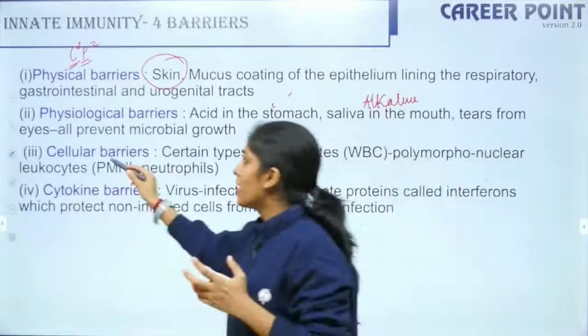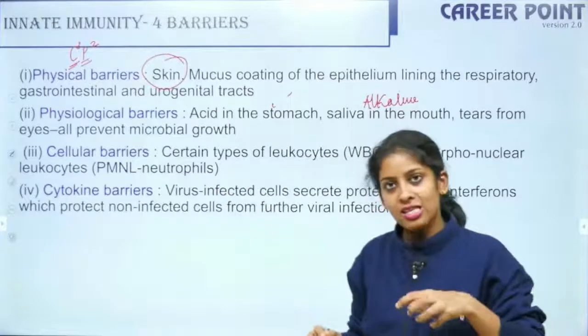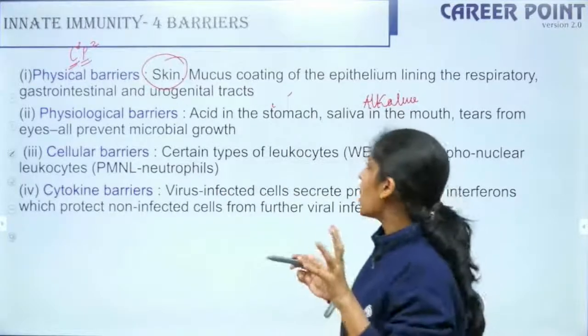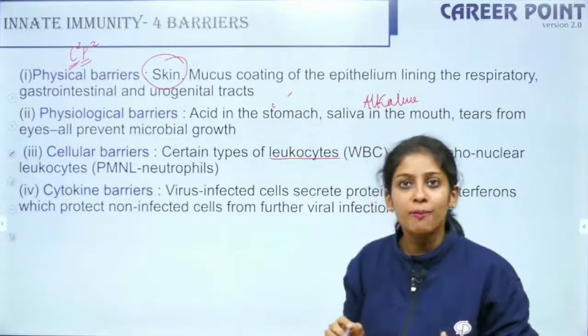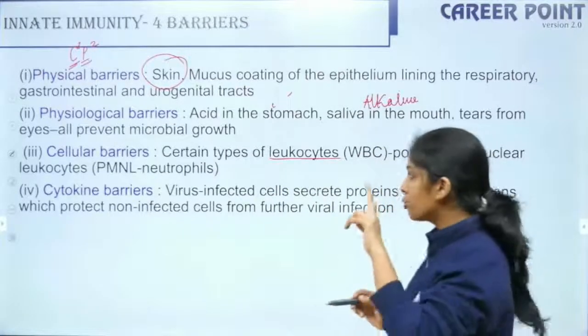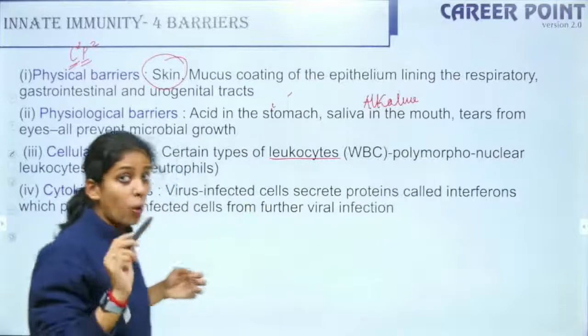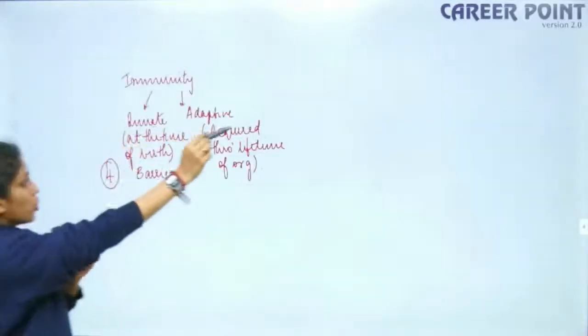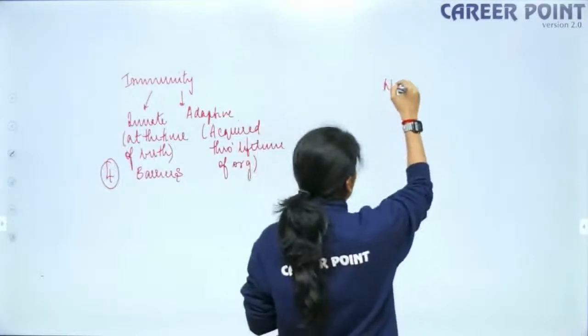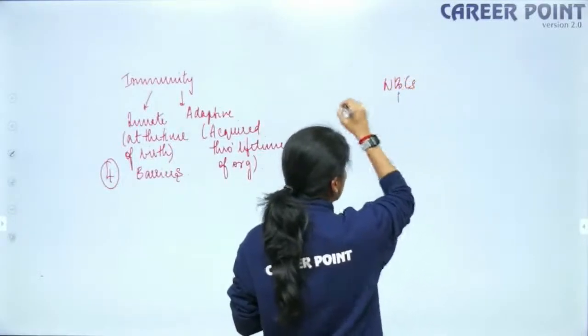So the third one is cellular barrier. So some cells are going to kill the pathogens. Who are those cells? Leukocytes. Leukocytes are nothing but your WBCs, right? So you have 2 branches of your leukocytes. I hope you remember. You cannot tell me you forgot. I have taught you before. So when I talk about leukocytes or WBCs, I have 2 parts.